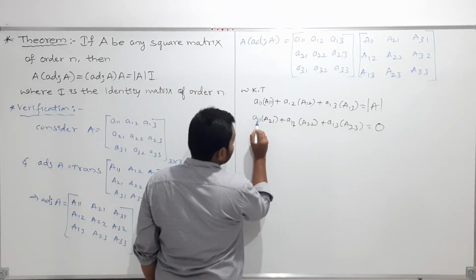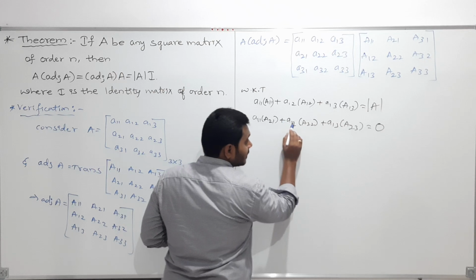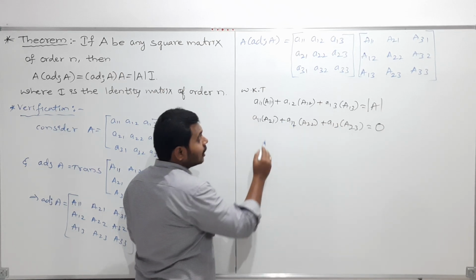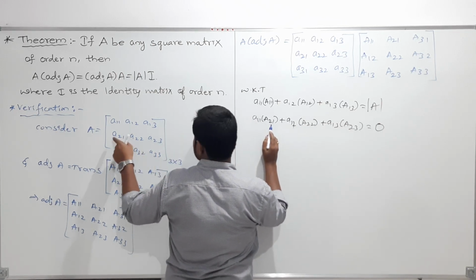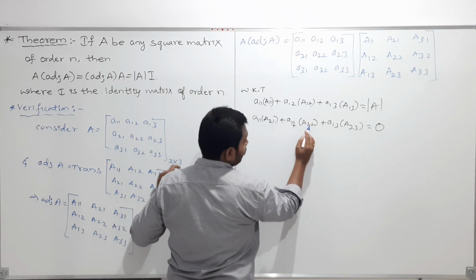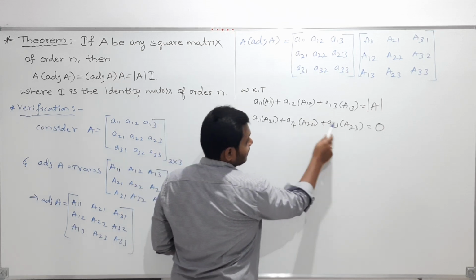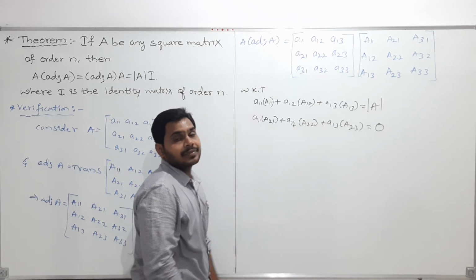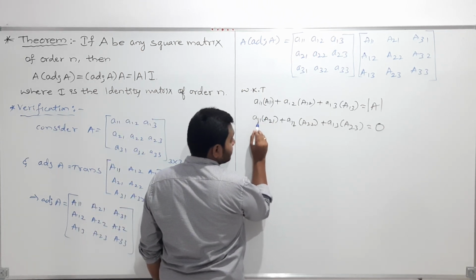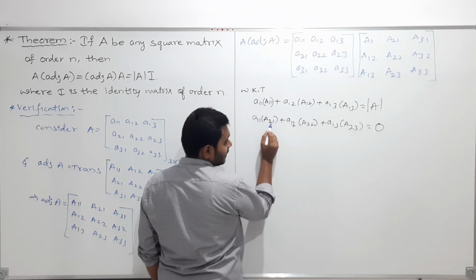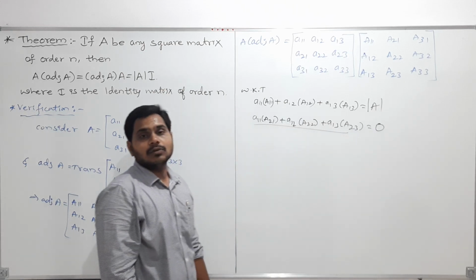You can observe A11, A12, A13. These are the elements of the first row. I multiplied the elements of the first row with the cofactors of the other row: A21, A22, A23 are the second row's cofactors. If I multiply like this, then that value will give you 0. So always observe: here the element's subscript is 1 1, and here the cofactor's subscript is 2 1. It means these two are not equal, therefore the sum of this is equal to 0.